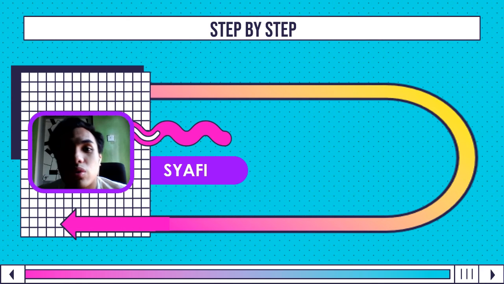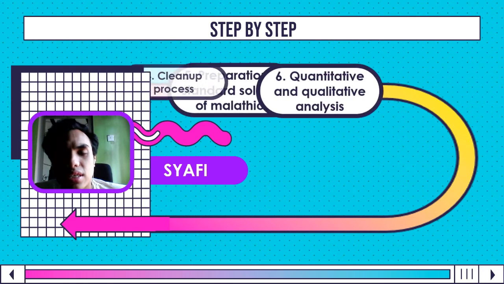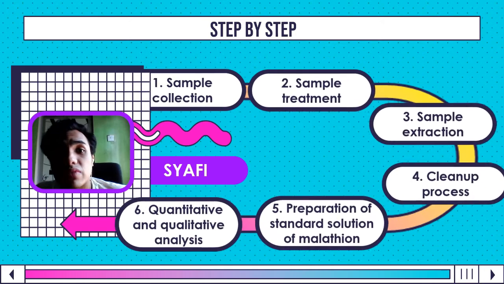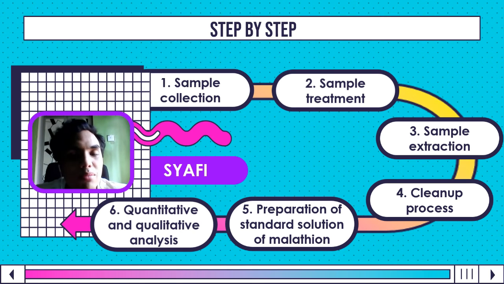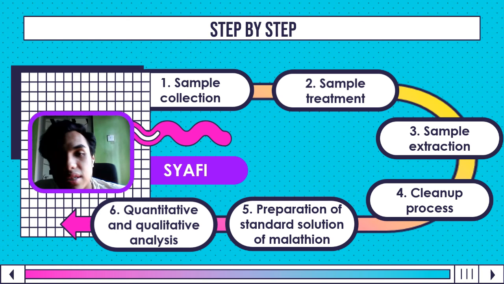So, to conclude, for the method used for this test, there are 6 steps that we must follow. The first one is sample collection. We will collect the samples from 6 greengrocers to test their food products. And the second one is sample treatment. For sample treatment, we will use 3 methods: the SW method, TW method, and UN method.